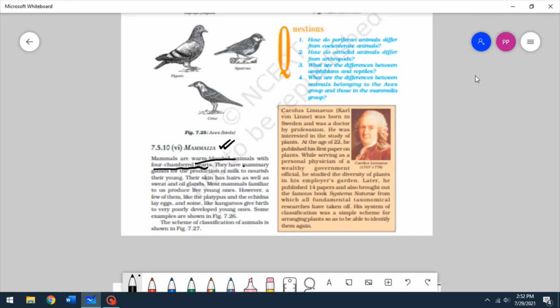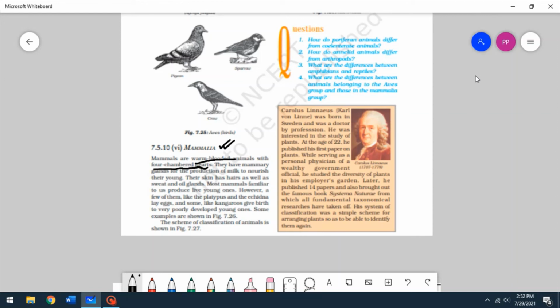Mammary glands are a characteristic feature of only mammals. That's how their name is derived. Alright, mammary glands only for mammals. Their skin has hairs as well as sweat and oil glands. So from Mammalia we're seeing a lot of body design differentiation. We have skin, sweat glands, oil glands, mammary glands, and hair.